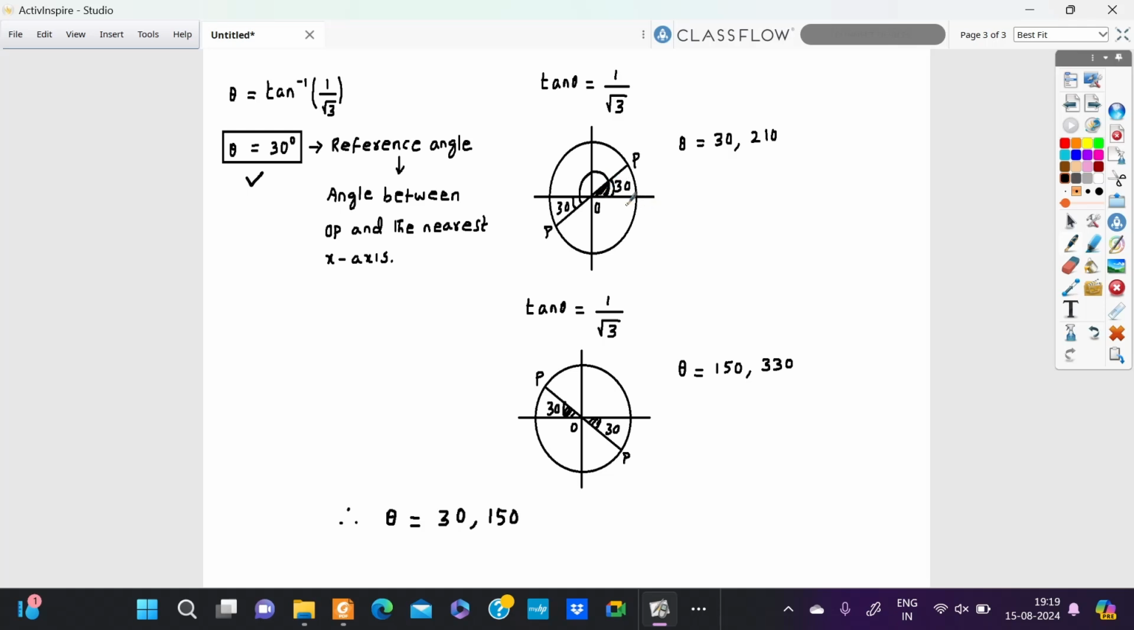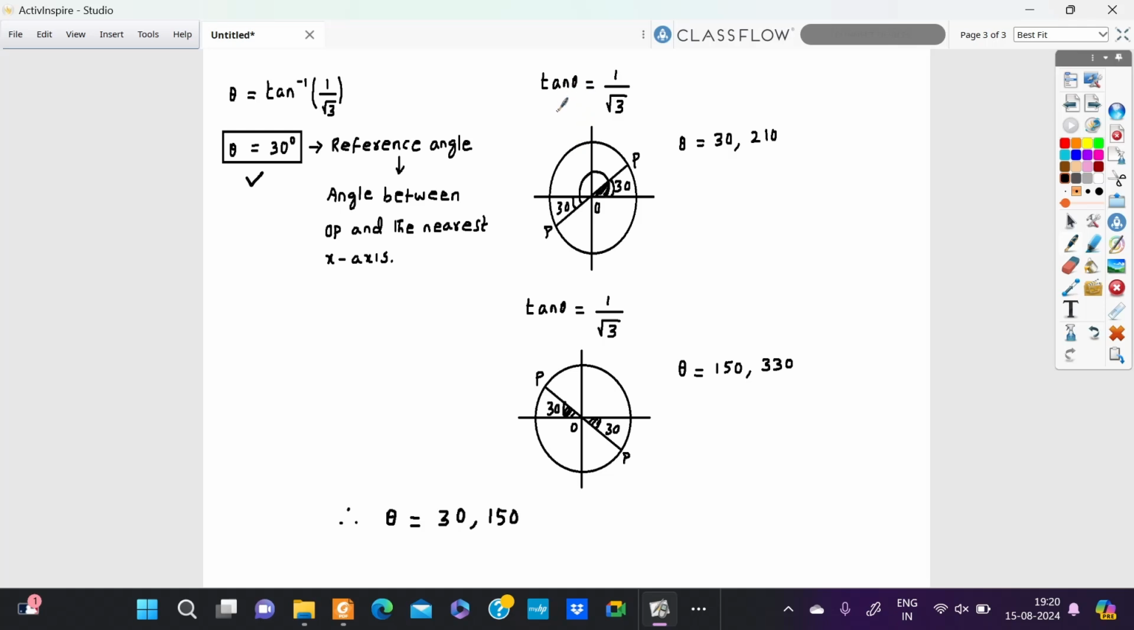It's always an acute angle. It could be just theta directly in the first quadrant. When it comes to the second quadrant, it is 180 minus theta. In the third quadrant, it is 180 plus theta. And in the fourth quadrant, it is 360 minus theta. It is always measured from the nearest x-axis, positive or negative, depending upon which quadrant it falls in.